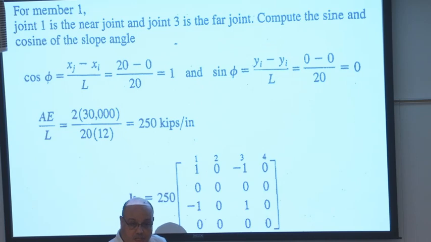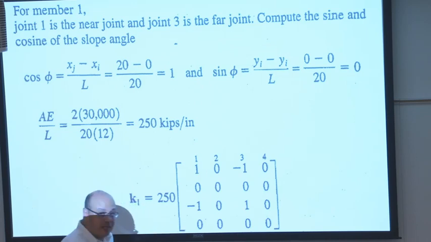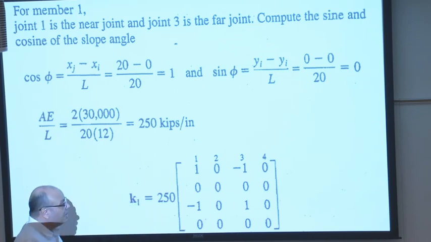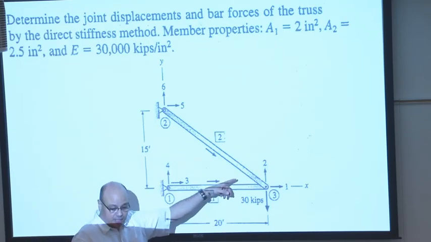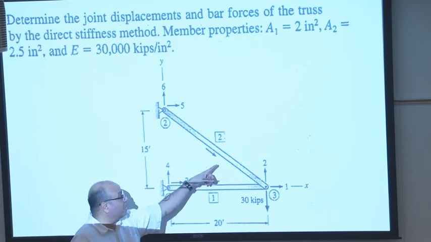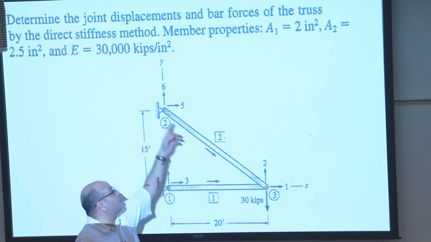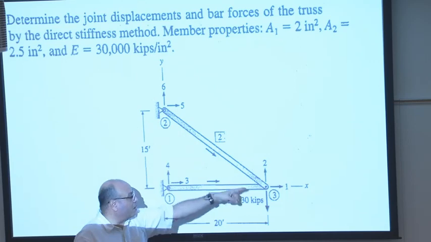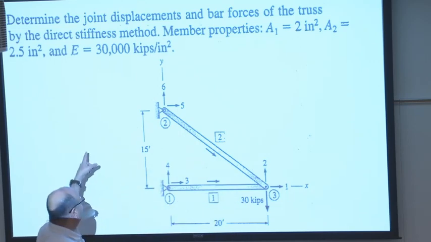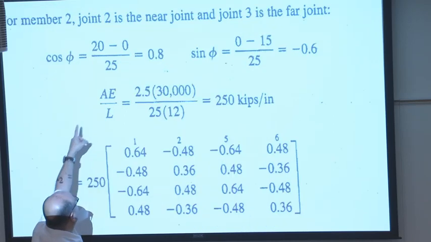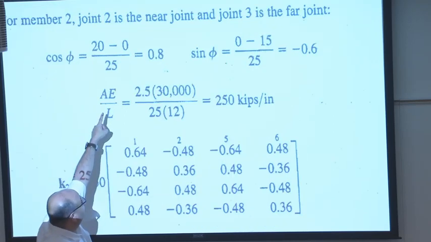missing something? I think we're missing the second element, which is going to be member 2, as you can see right there. So member 2 right here, we're going to do the same exact thing, near and far. So x far is 20, x near is 0. Here we go, 20 minus 0 over the length of 25.